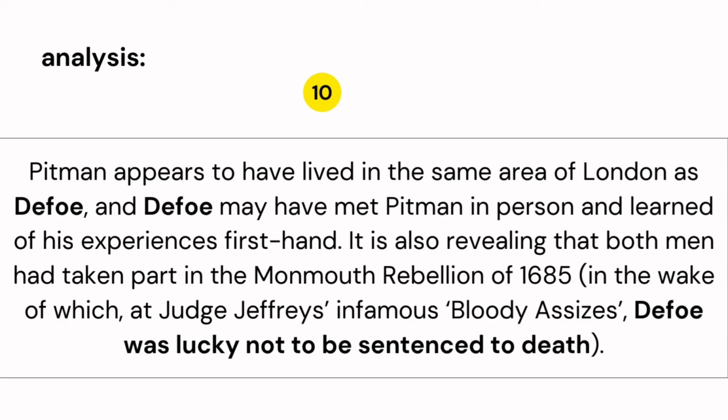Pitman appears to have lived in the same area of London as Defoe, and Defoe may have met Pitman in person and learned of his experiences firsthand. It is also revealing that both men had taken part in the Monmouth Rebellion of 1685, in the wake of which, at Judge Jeffreys' infamous Bloody Assizes, Defoe was lucky not to be sentenced to death.